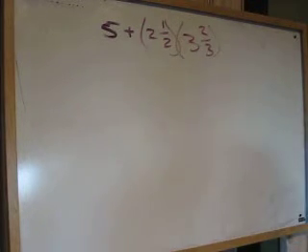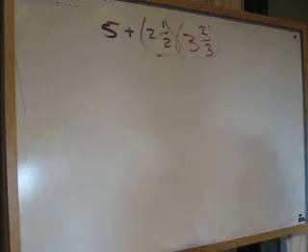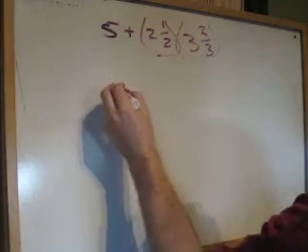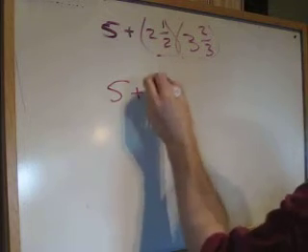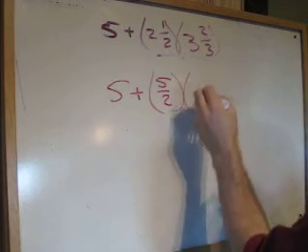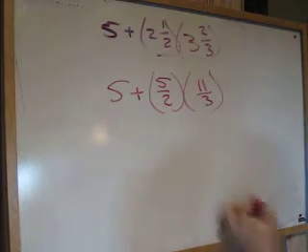Alright, if you remember order of operations, PEMDAS, we do our multiplication before we do our addition and subtraction. So in this case we're going to multiply those before we do anything else, and in order to multiply those we first of all have to change them into improper fractions. So we end up with that. Now we multiply.